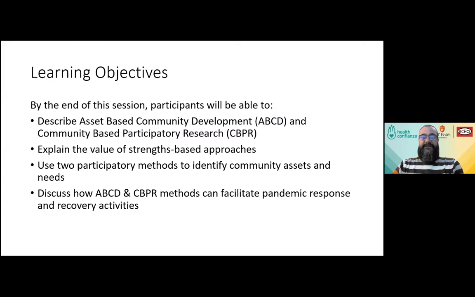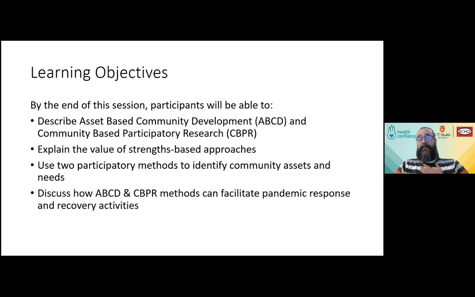So the learning objectives for today's session are to generally start with what is asset-based community development and community-based participatory research. I've combined the two of these because CBPR is a set of tools that we can use to implement asset-based community development projects. And I wanted to just share the two frameworks to bring them together in our minds. And then I want to talk about what is the value of the strength-based approach. I want to share only two participatory methodologies that we can use to identify community assets and strengths. And then ideally, we'll wrap up with a conversation about how can these approaches facilitate pandemic response and recovery activities.